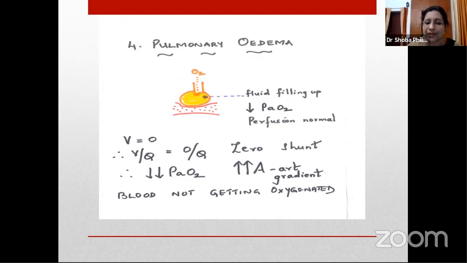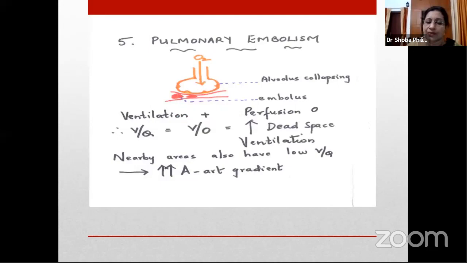In pulmonary embolism, as you can see, the pulmonary vessel is blocked by the thrombus. The alveoli is collapsing. Ventilation is taking place, but perfusion is zero. So V by Q is equal to V by zero. So it is a dead space ventilation. And different areas of the lung also show low VQ. So finally, it results in an increased alveolar arterial gradient.